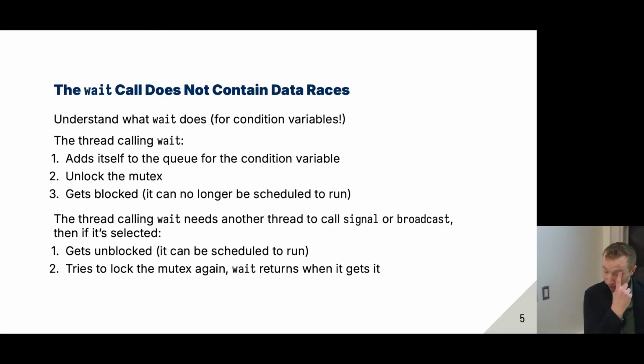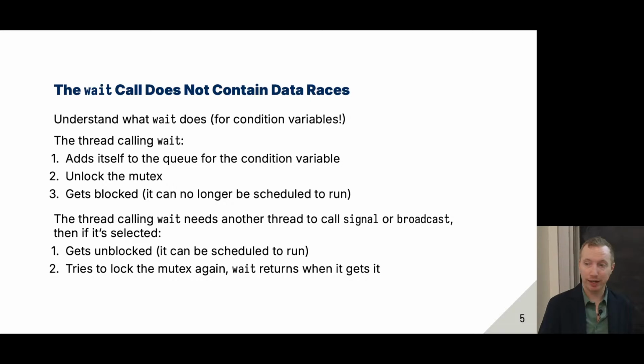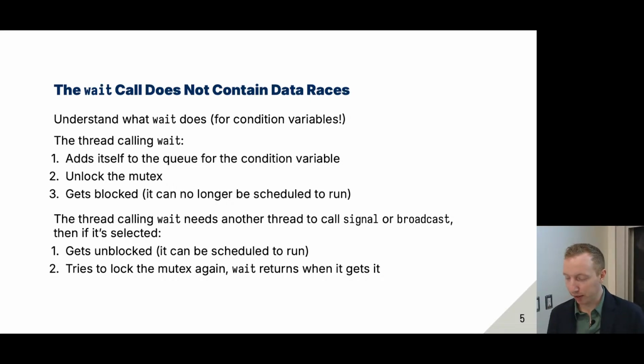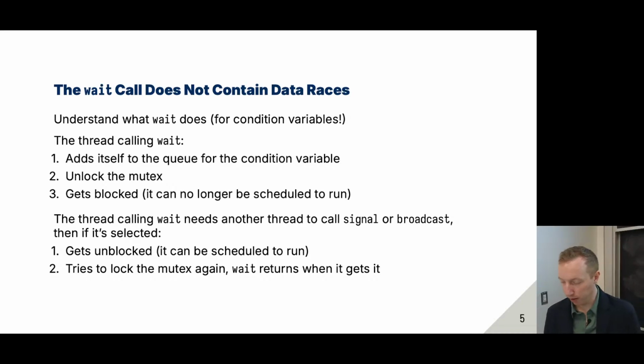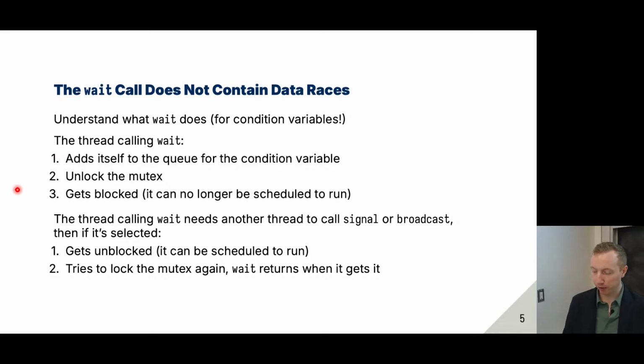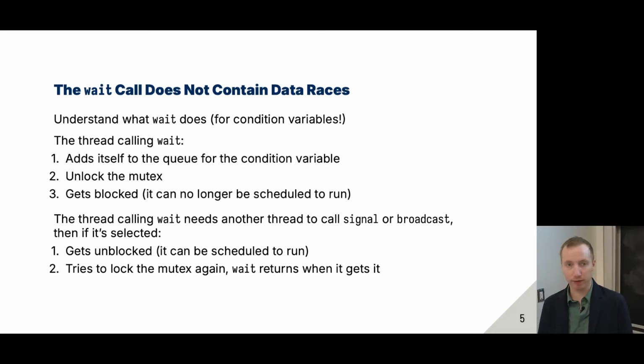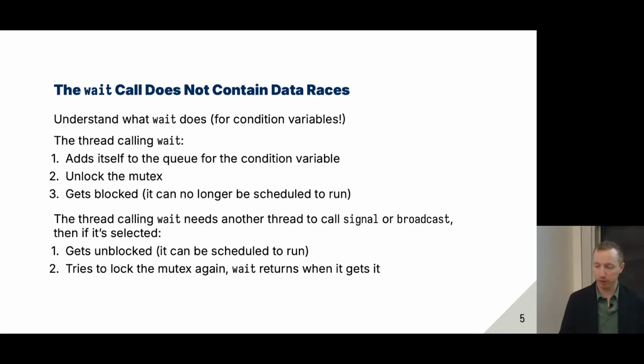So to understand again what wait does, so it doesn't contain any data races, it basically does three things whenever you call wait. The current thread that is executing will add itself to the queue for that condition variable. It will also unlock the mutex, and it will also block, so it will also go to sleep. It now can no longer run. So when eventually a thread that is in the queue gets unblocked through a signal or a broadcast, then if it actually gets scheduled to run, because again, remember, we're up to the scheduler, so we don't know when it will actually execute.